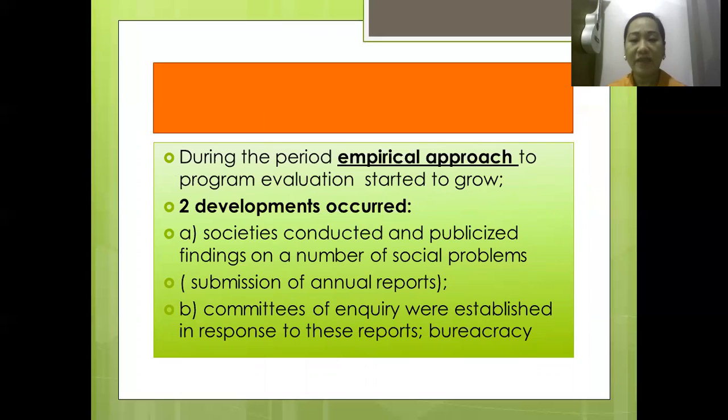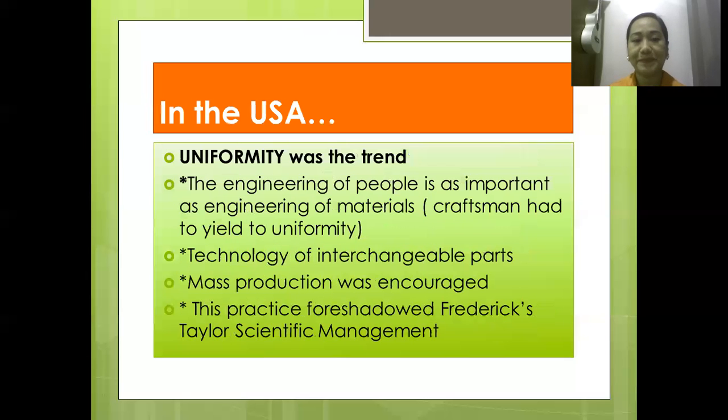And as I have mentioned a while ago, there were also 2 developments which occurred. The first one, societies conducted and publicized findings on a number of social problems, for example, the annual school reports and the organizational school reports. And then the committees of inquiry were established in response to these reports. The approaches have become bureaucratic.